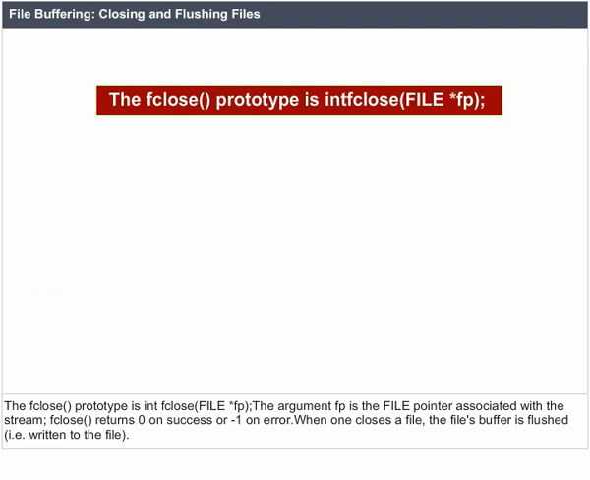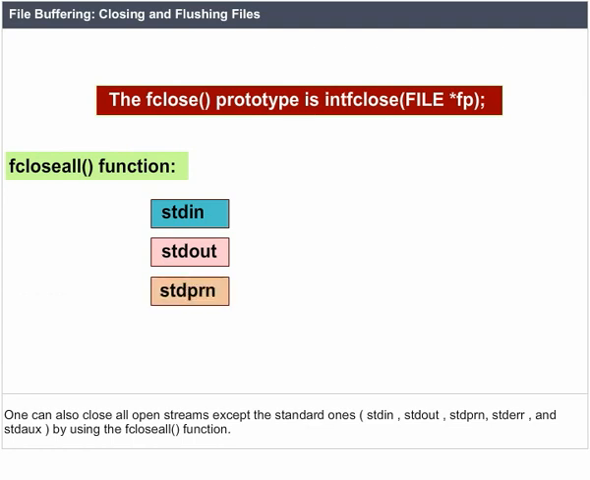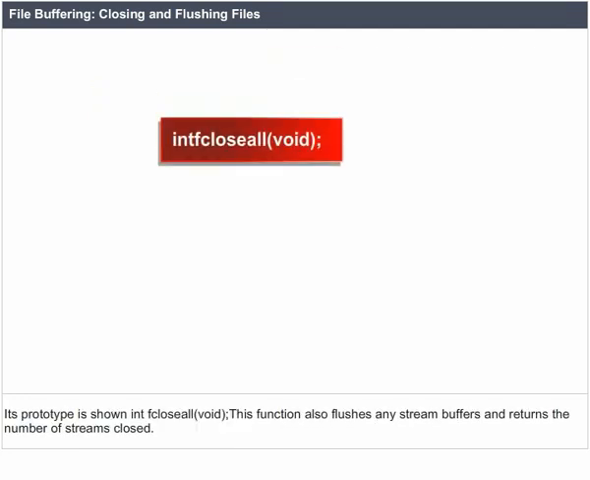When one closes a file, the file's buffer is flushed, that is, written to the file. One can close all open streams except the standard ones (stdin, stdout, stdprn, stderr, and stdaux) by using the fclose_all function. Its prototype is as shown: int fclose_all(void); This function also flushes any stream buffers and returns the number of streams closed.